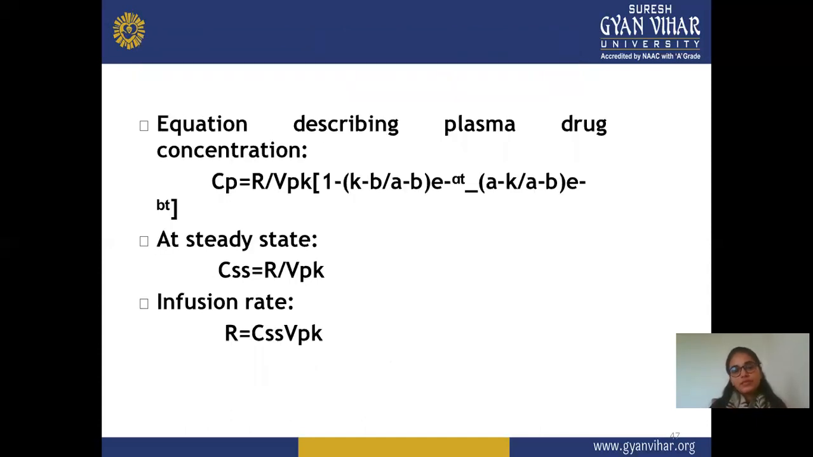Next is the equation describing the plasma drug concentration. So this one is the equation: Cp is equal to R divided by Vp k, times (1 minus (k minus B) divided by (alpha minus k)) e^-alpha t minus ((k minus alpha) divided by (alpha minus B)) e^-Bt. At steady state, it is converted into Css, that is, concentration at steady state is equal to R divided by Vp k, and the infusion rate R is equal to Css Vp k.